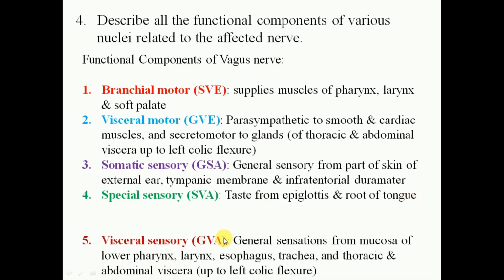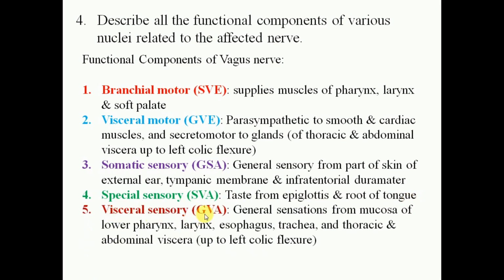And the fifth component is visceral sensory, general visceral afferent, that is GVA, which will carry general sensation from the mucosa of the lower part of pharynx, larynx, esophagus, trachea and all thoracic and abdominal viscera up to the left colic flexure. So we can see that the vagus has five functional components: SVE, GVE, GSA, SVA and GVA.